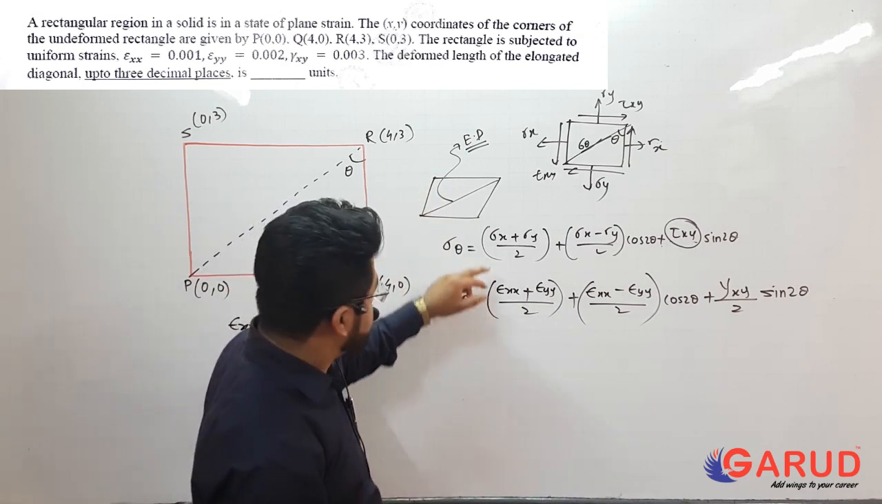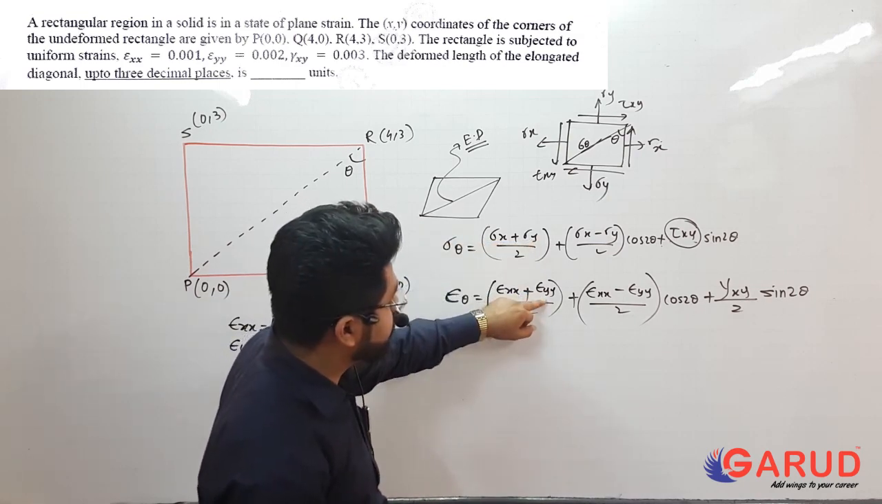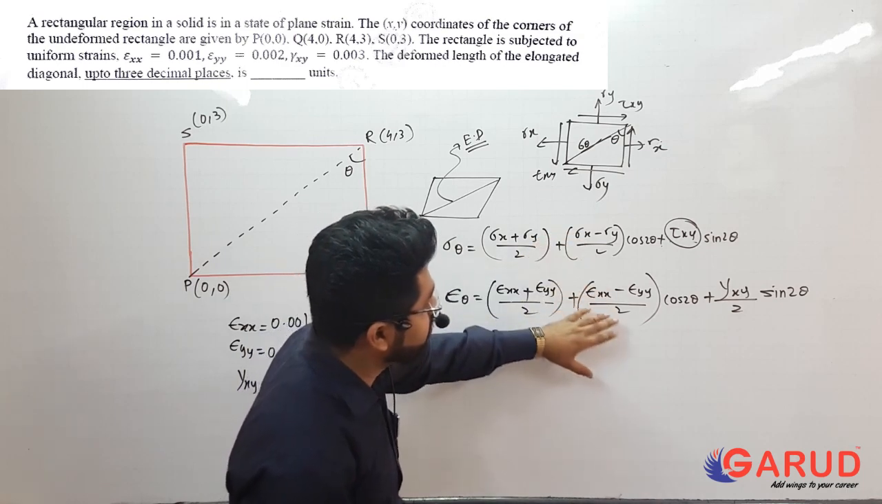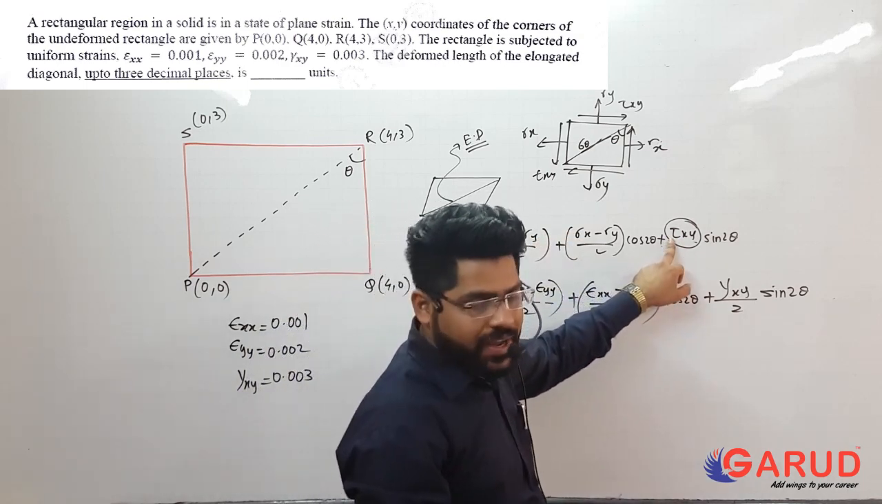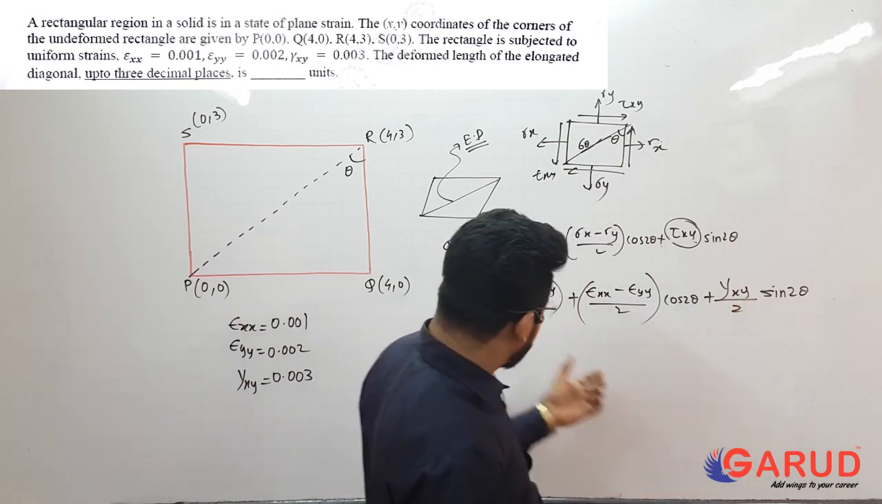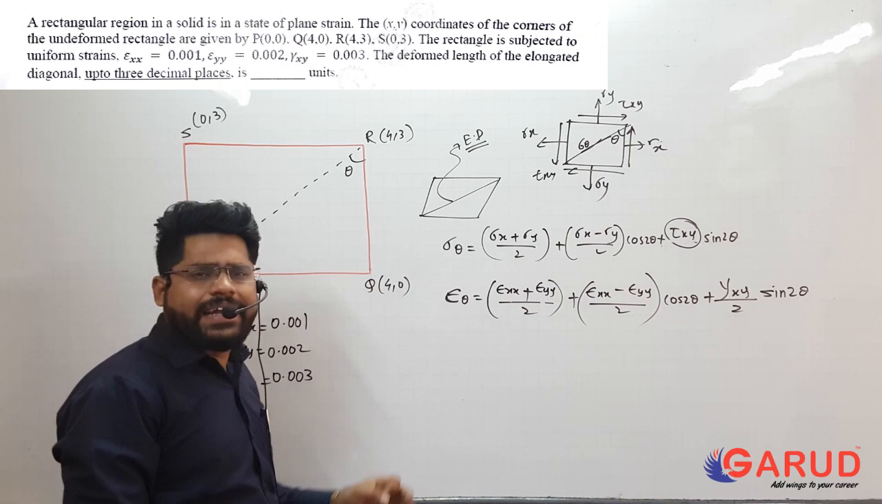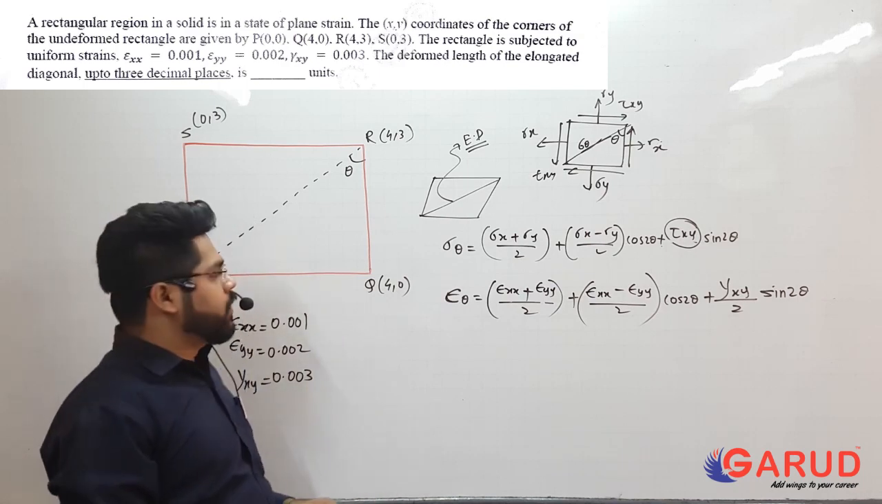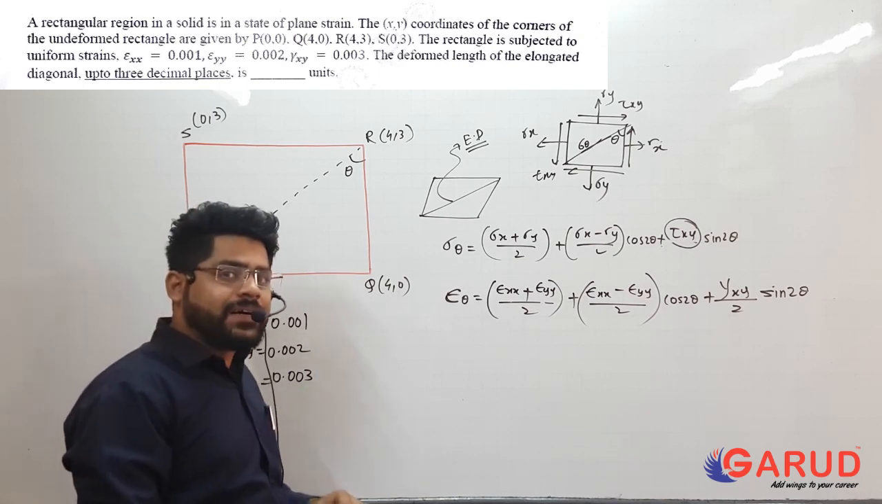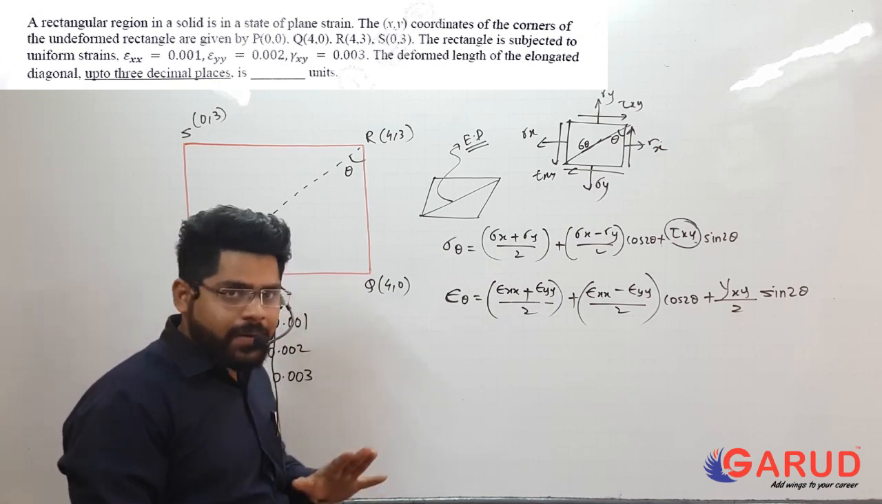What I had done: just replace sigma x by epsilon xx, replace sigma y by epsilon yy, same over here. And whenever you find tau xy, you have to replace it by gamma xy by 2. So from there you get the formula of epsilon theta. You will be asking me, sir, why do I need to find epsilon theta? My dear student, what is epsilon theta? That is nothing but the strain on that plane.